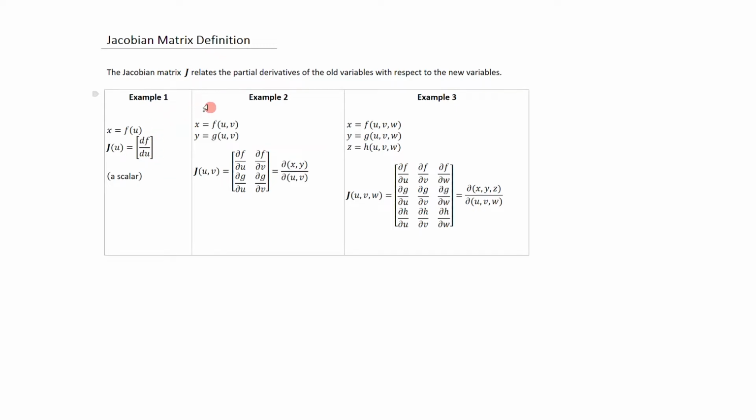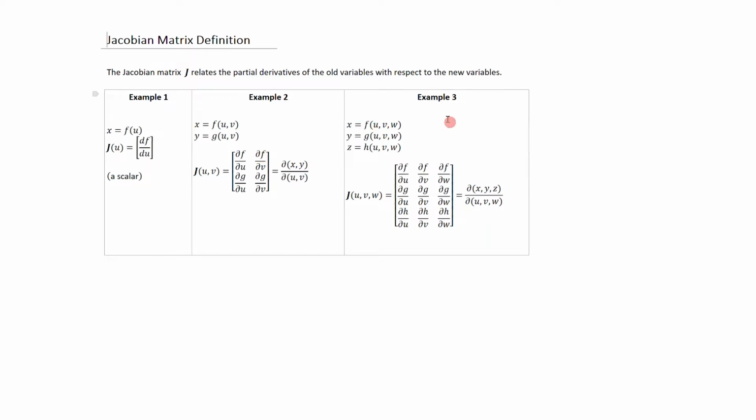It's only when you go to two variables that suddenly we end up with a matrix. So for example, for two variables, we could say x is a function of u and v, and y is a function of u and v. If we then order a 2 by 2 matrix, with the first row involving partial derivatives of f and the second row partial derivatives of g, then we end up with this 2 by 2 matrix. And this we call the Jacobian matrix, with respect to the variables u and v. Sometimes we use this shorthand notation instead of having to write it all out in this form.